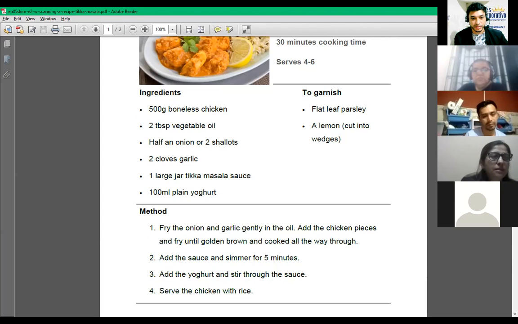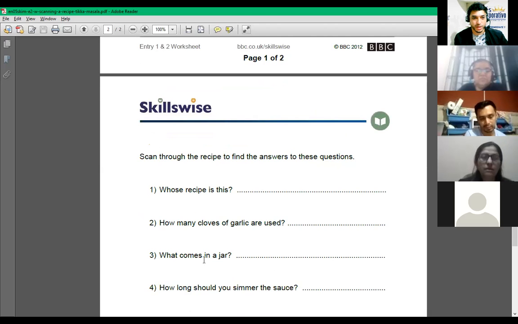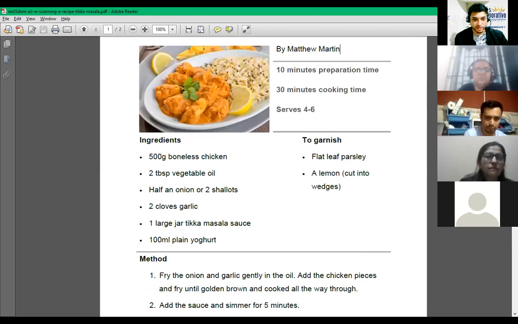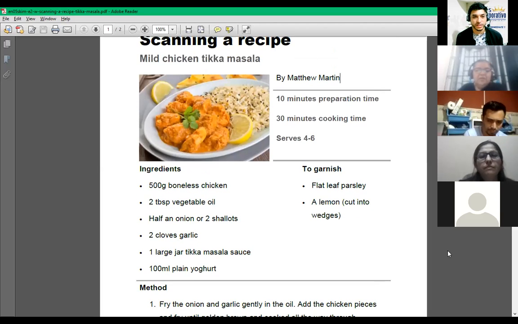Number three. What comes in a jar? Look for the information. Look at the keyword jar. One large jar of tikka masala sauce. Tikka masala sauce comes in a jar. Un jarrón de tikka masala sauce. So you find that as well in the ingredients.